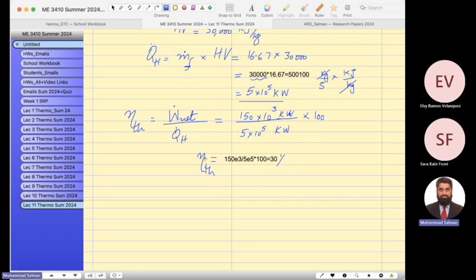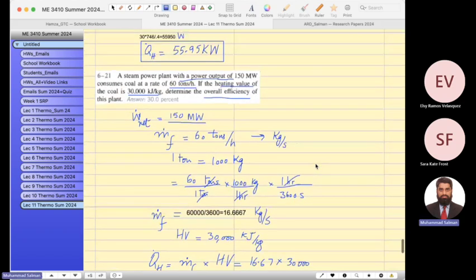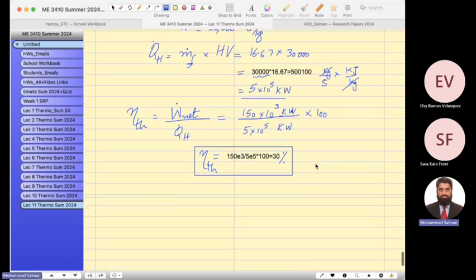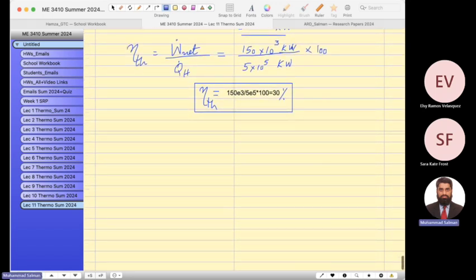Do you guys understand this question? Let me know if you understood this problem. Okay, that's good. Let's do one more problem.